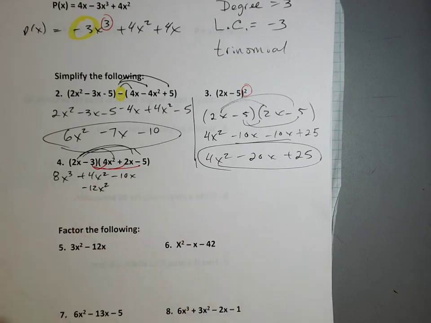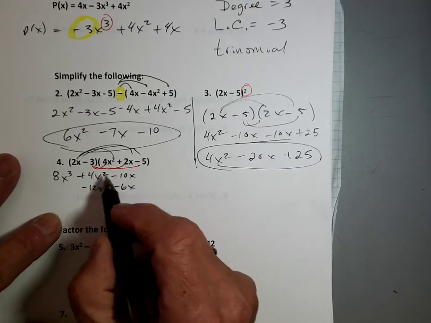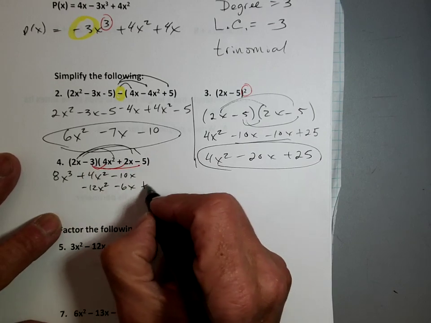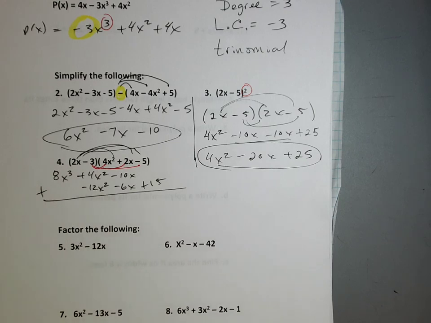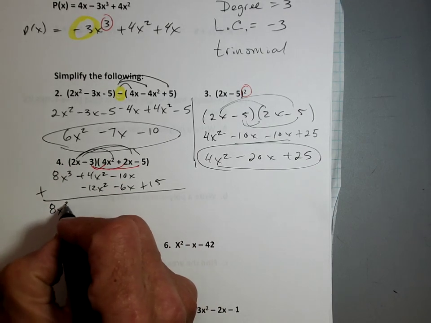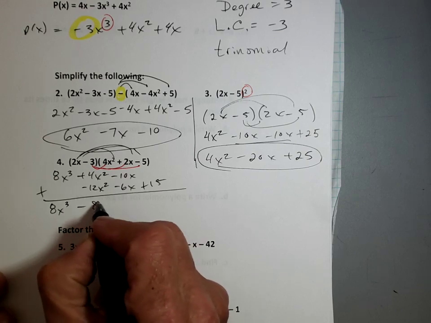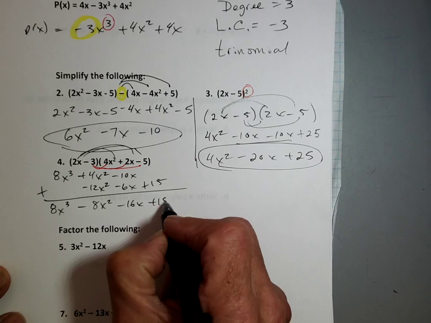I like to line them up. You don't have to. I just like to line them up. Negative 3 times a negative 2x makes a negative 6x. Negative 3 times negative 5 is a positive 15. And now when I add, everything's lined up, so I can just add straight down. I got an 8x cubed. I have a minus 8x squared minus 16x plus 15.